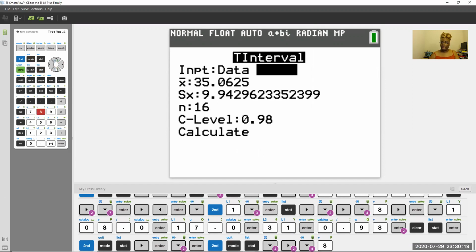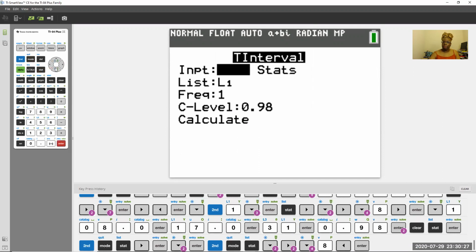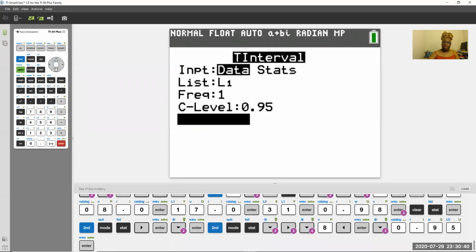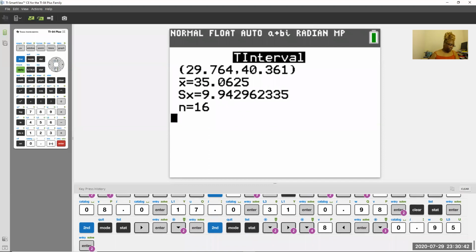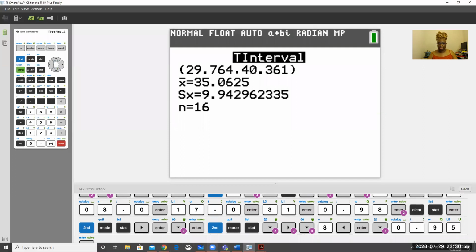Now the question is, can we put in stats? We can put in statistics because we know it, but we're going to go over here and go to Data. Why? Because we have data in our calculator in L1. Don't touch the frequency. And then our confidence level was 0.95, and then we're going to calculate. So we get our numbers here, and we have to round them to the appropriate decimal place. Remember, since it's the mean, it's one more decimal place than is listed in the data.